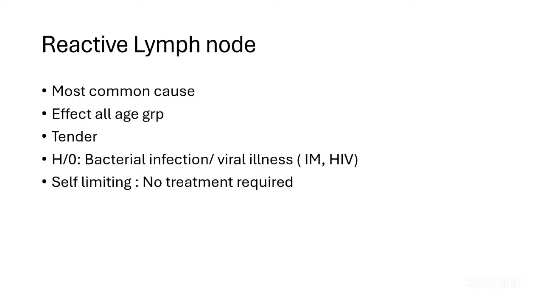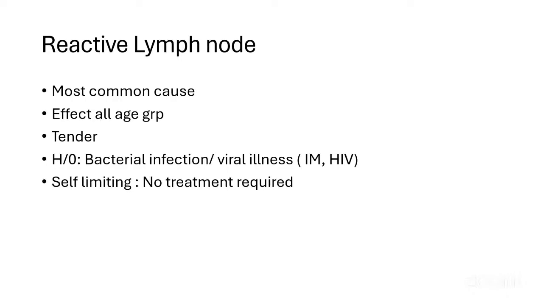So the most common cause is the reactive lymph node. It means something has happened in the near vicinity, and the patient has an enlarged node. This is the most common cause. It can affect all age groups, and in the majority of cases the lymph node is tender, it is painful when you touch it, and when you examine carefully and ask the patient, there is some history of bacterial infection or a viral illness like infectious mononucleosis or HIV. These patients may have these symptoms, and usually these problems are self-limiting. Without any treatment, the lymph node swelling will subside once the viral or bacterial illness gets cured.